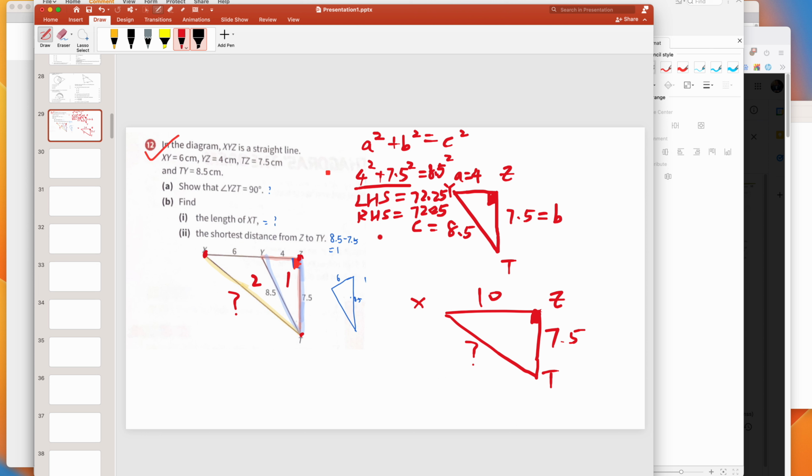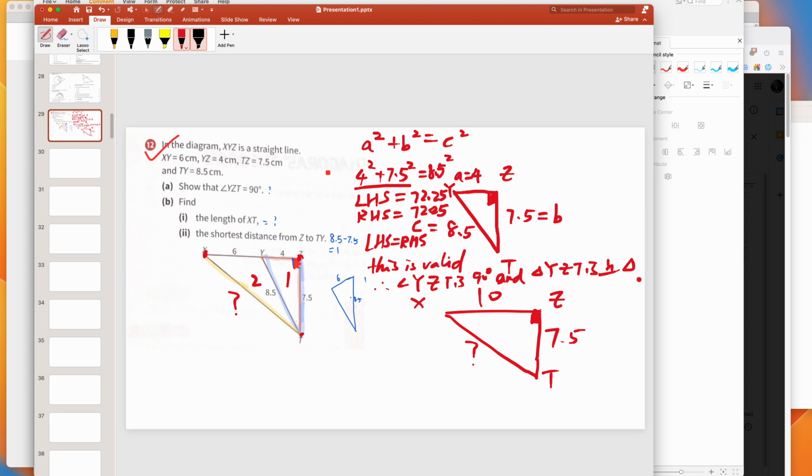Okay, so they say, oh, left hand side equal to right hand side. That means this is valid. This is valid means a square plus b square is equal to c square. So therefore, your angle YZT is 90 degrees, and your triangle YZT is a right angle triangle. Understand? I hope you follow all these steps.